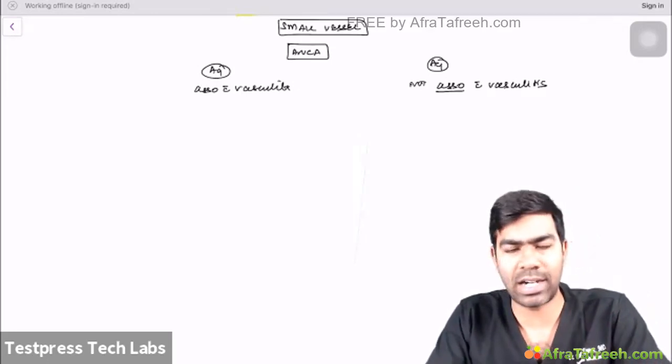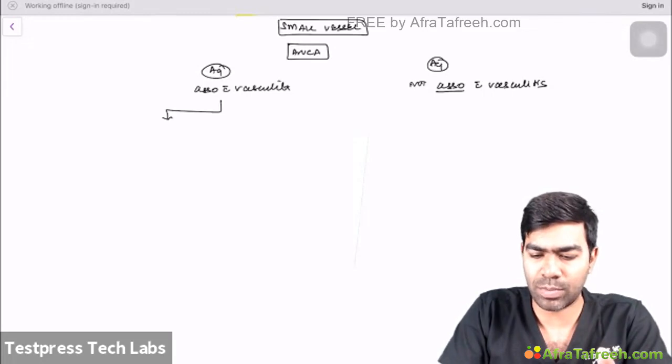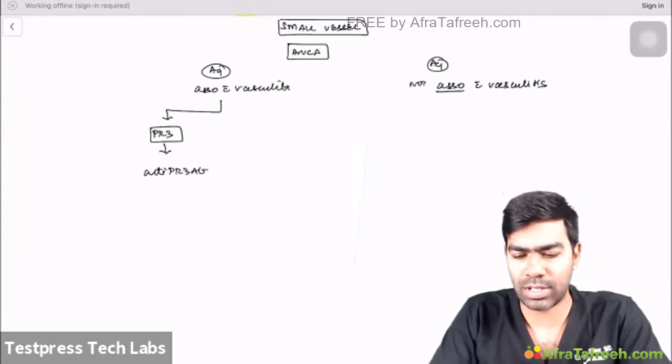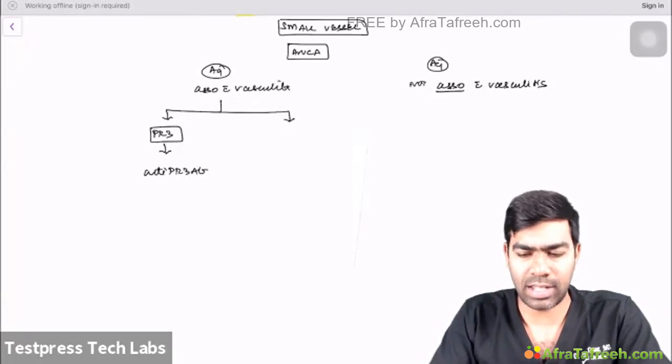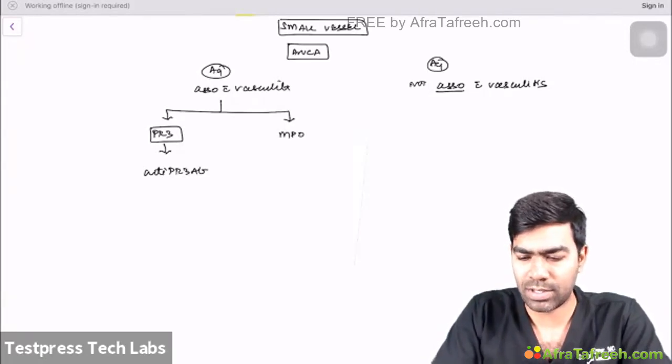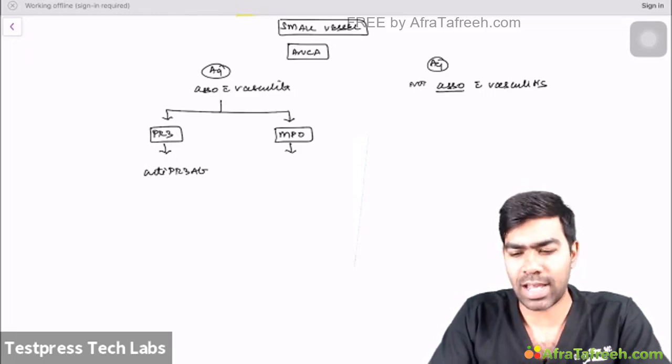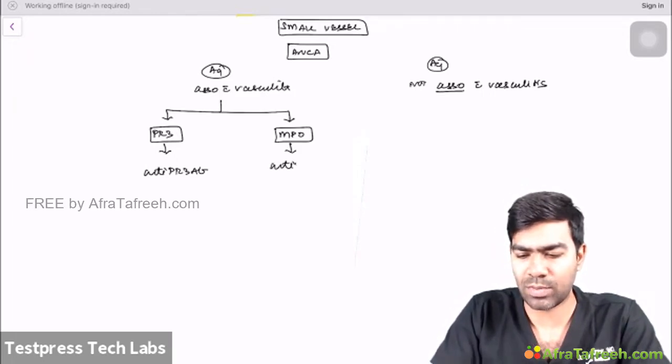There are two major antigens that are associated with vasculitis. One is the PR3 antigen, and the antibody generated against the PR3 antigen is anti-PR3 antibody, that is, anti-proteinase 3 antibody. Another is the myeloperoxidase antigen in the cytoplasm, and the antibody directed against the myeloperoxidase antigen is what we refer to as anti-MPO antibody.